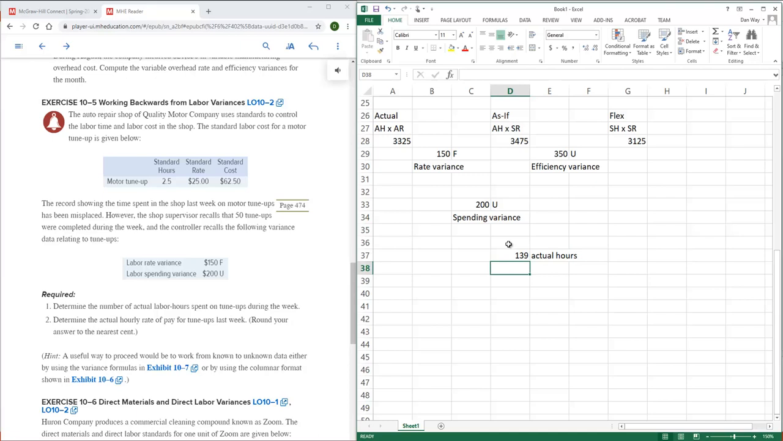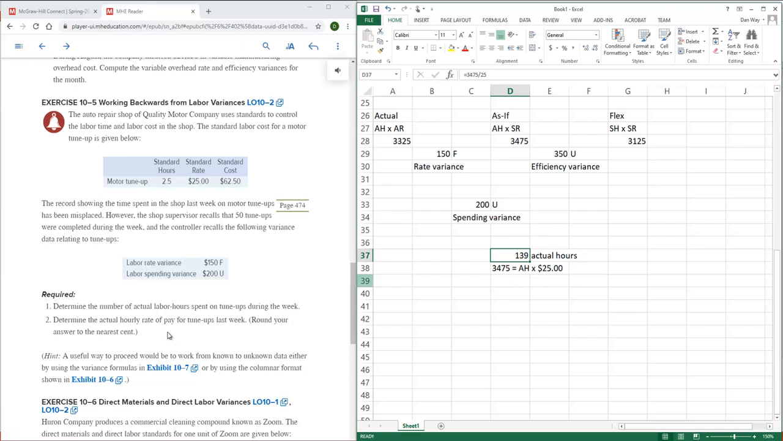And just to be explicit, we're saying that 3,475 would have to equal our unknown actual hours times our standard rate of $25 per hour. And then we just solved for the AH here. The 3,475 divided by the $25, and there's our 139 actual hours.